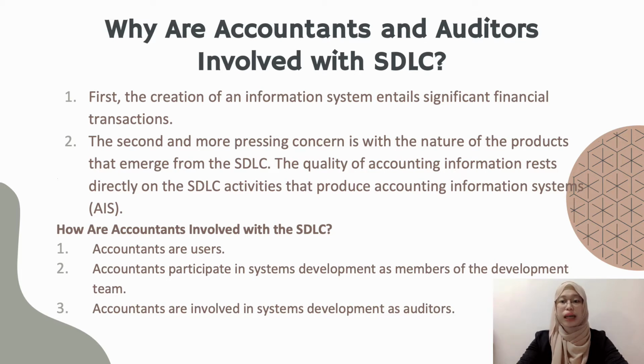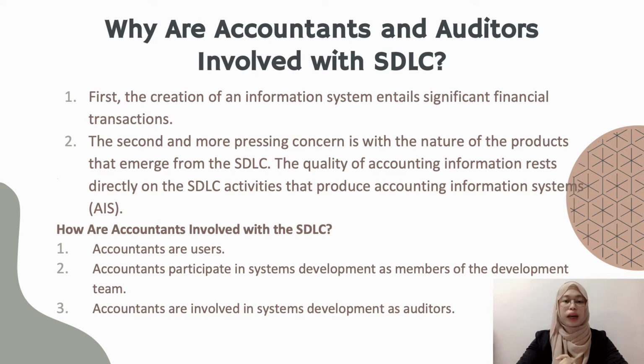Accounting and auditing professionals, accountants and auditors, can provide critical input into the system regarding controls, integrity, timeliness, and other important features of financial transaction. The second and more important concern for accountants and auditors in SDLC is the SDLC's output product. The quality of accounting data is intimately related to the SDLC process that produces the accounting information system. Accounting data is delivered to internal and external consumers. The accountant must ensure that the system has enough controls and follows correct accounting principles. So accountants are quite concerned about the accounting information production process.